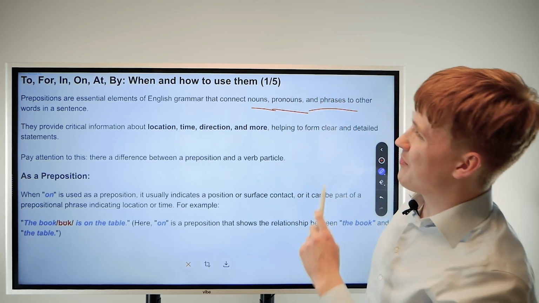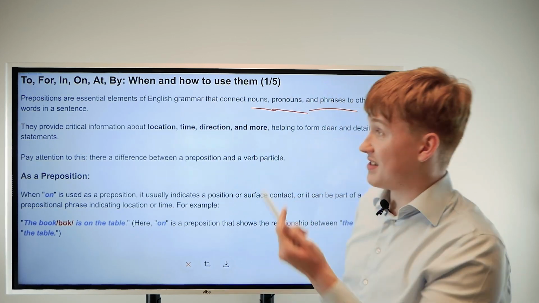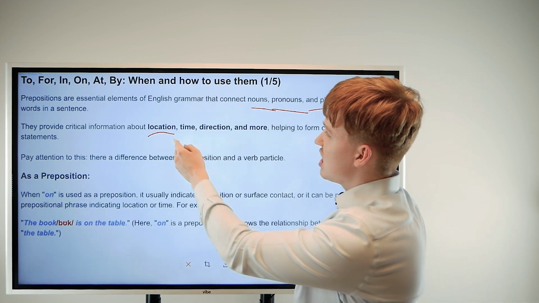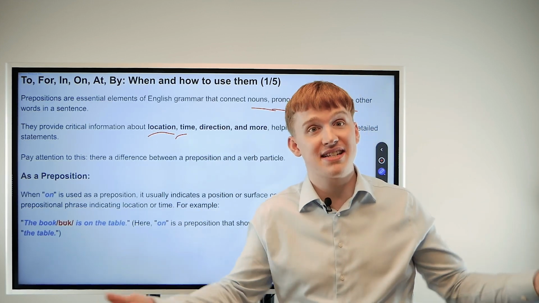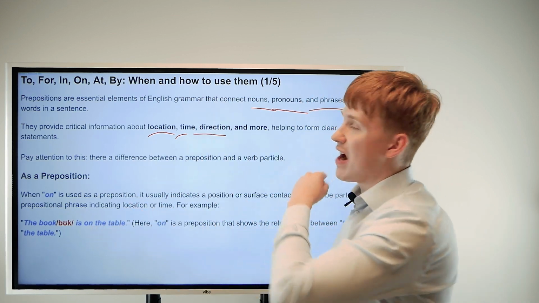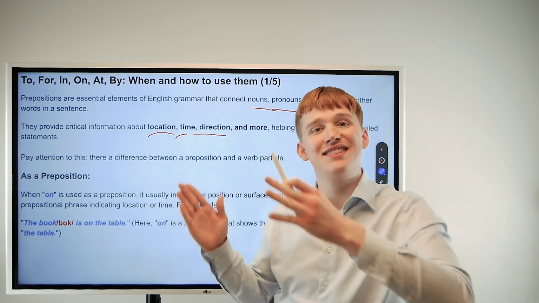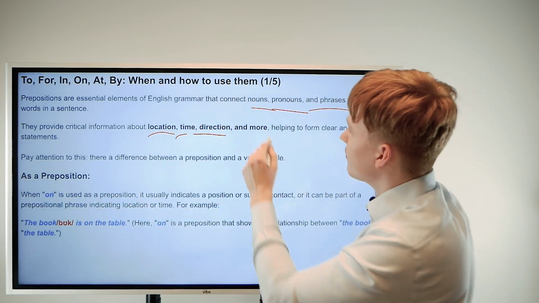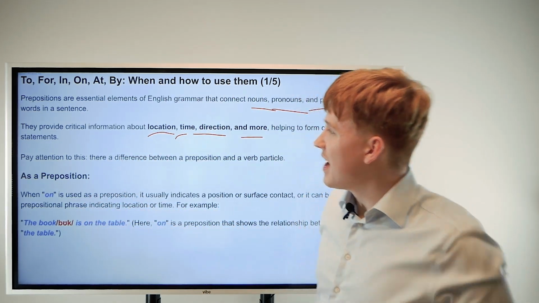Okay, so they give us essential information about location, where something is, time, what time something is happening, when it happened, when it will happen, direction, so the direction in which something is going to happen or it's happening, and also much more.